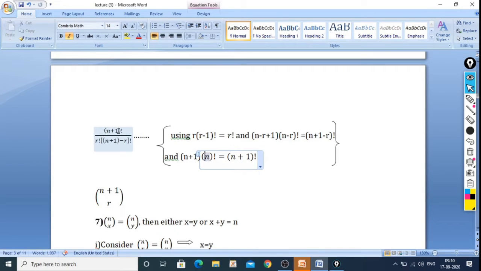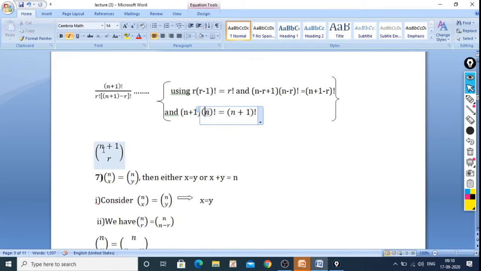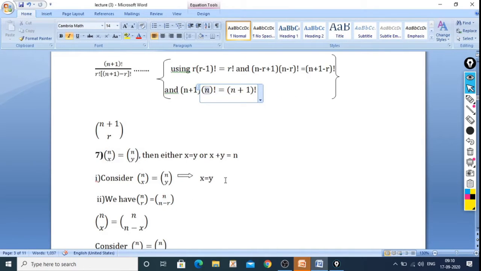So in the numerator we are having n plus 1. Denominator is r factorial. And the subtraction of these two terms, that is n plus 1 minus r, that is the second term. So this is the n plus 1 C r. Now let us see the next result.